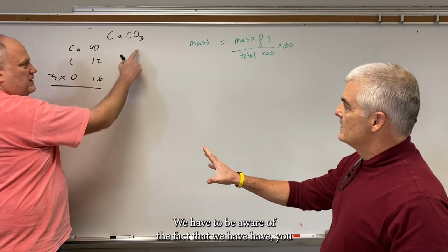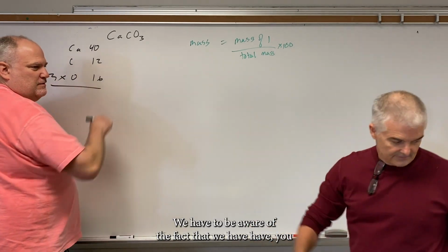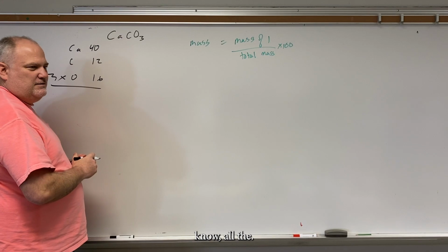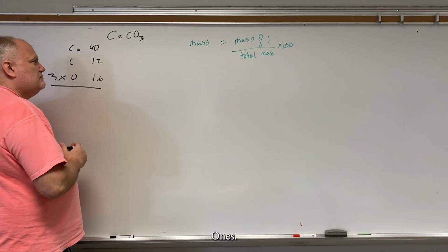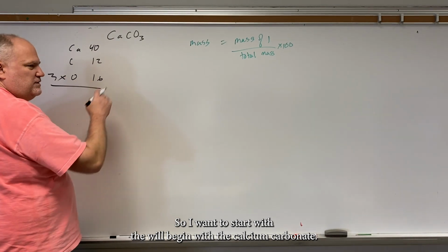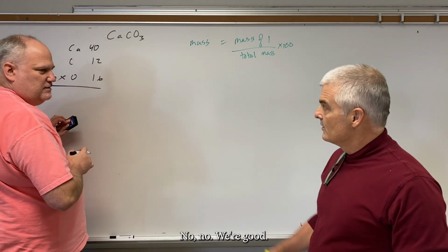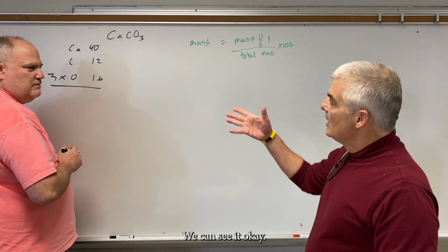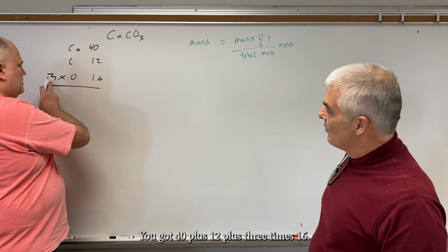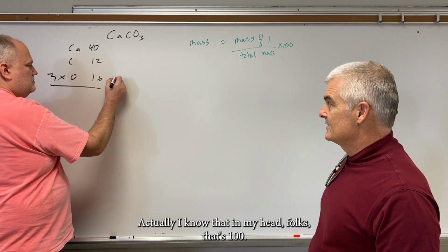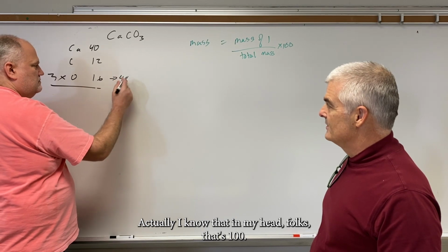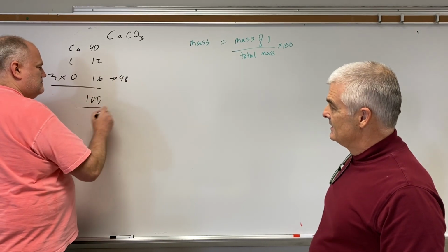Now, here's the thing. We have to be aware of the fact that we have three oxygens. I want to start at the very beginning with the calcium carbonate. So let's just add them up, right? You've got 40 plus 12 plus 3 times 16. Actually, I know that in my head, folks. That's 100. It adds up to 100.